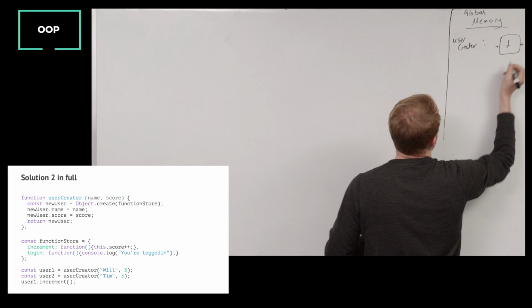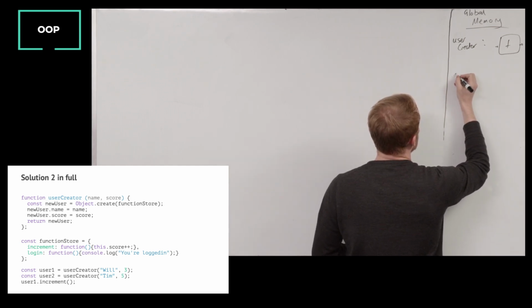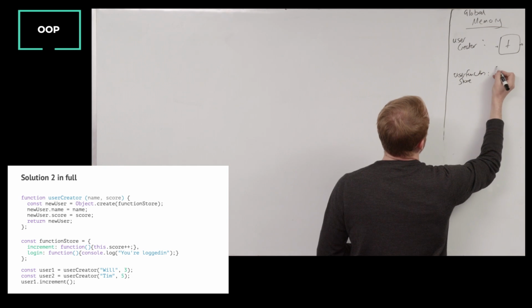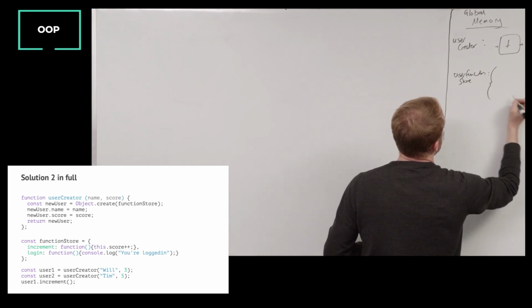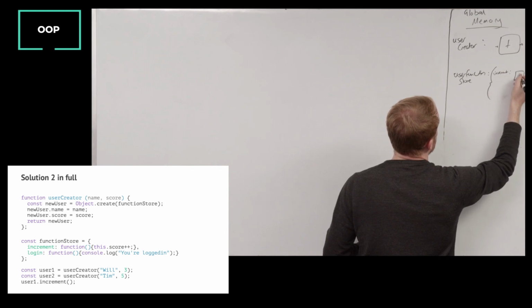Line 2, Megan. We're declaring a variable called userFunctionStore. Okay, nice. userFunctionStore. And we're assigning an object. Perfect. Into which we're storing, let's see, the property increment. Which is?